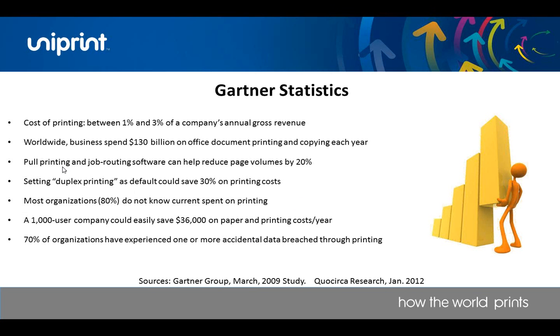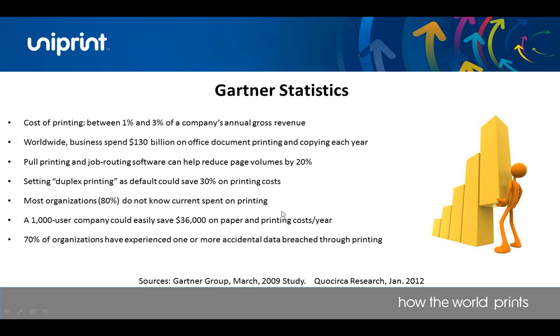If you use pull printing, like what we talked about earlier with John, printing to VPQ, and then you pick your print job, that would reduce your print page volume by up to 20%. There's also one study about a 1,000 user company that can easily save $36,000 on paper and printing costs per year, right? And I'm sure some of you know all these numbers, but if you don't, on our website, there's a calculator. You can take a look at that.